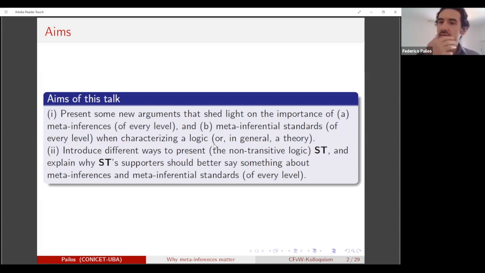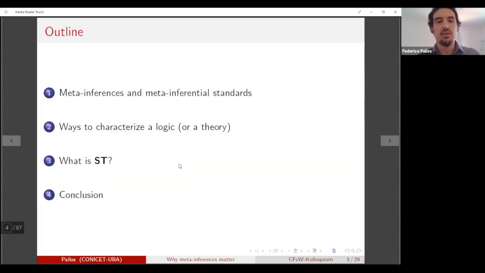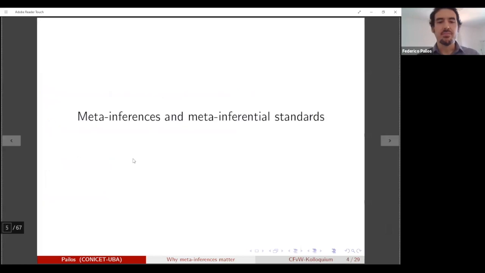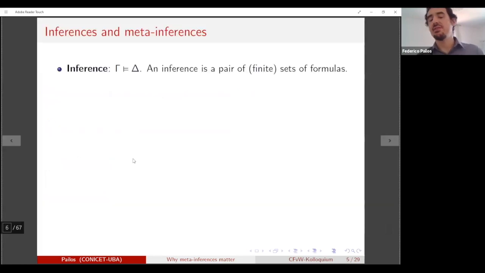But actually, my point can be extended easily to every mixed logic. So this is the outline. I will be introducing these notions of metainference and metainferential standards. Then I will present the thesis that I want to discuss, and then I will present the case of ST and display this small argument. Then I will end.